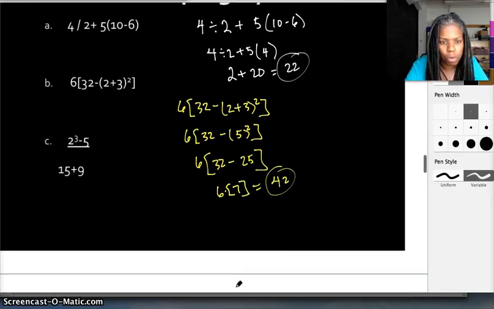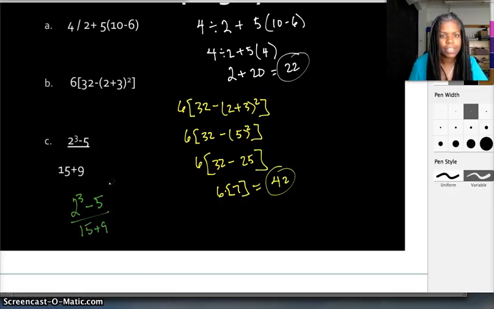Let's do this final problem that is weirdly written. I will rewrite it for you so it looks a little bit better. So this is supposed to be 2 to the third power, subtracting 5, all of that over 15 plus 9. Here's a little hint. Whenever you have a fractional division sign, know that it automatically throws parentheses around the numerator and the denominator.